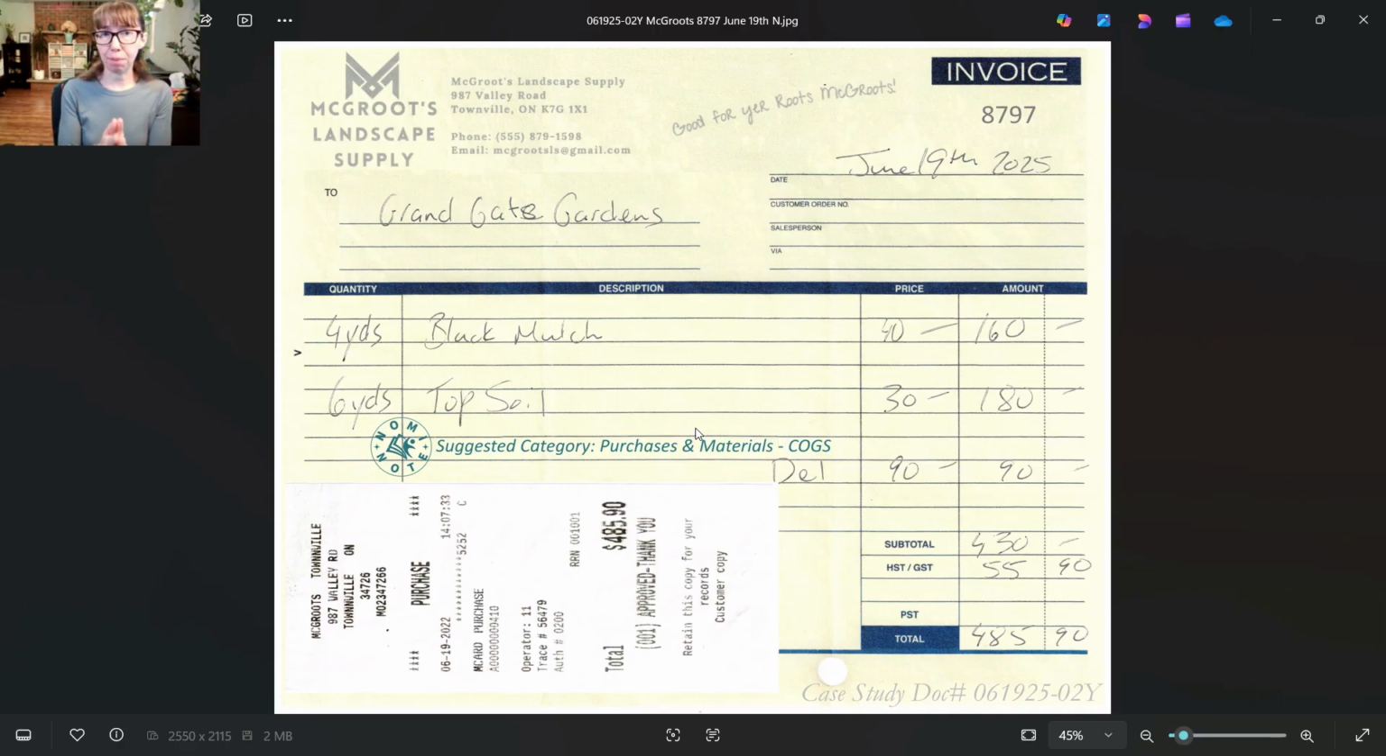Of course, Sarah can come to me and say she wants to track that delivery expense separately. It's a good conversation to have with the business owner. But my reasoning is that the delivery charge is part of the cost of acquiring the cost of goods sold, in this case, the materials. So let's go ahead and put that in.